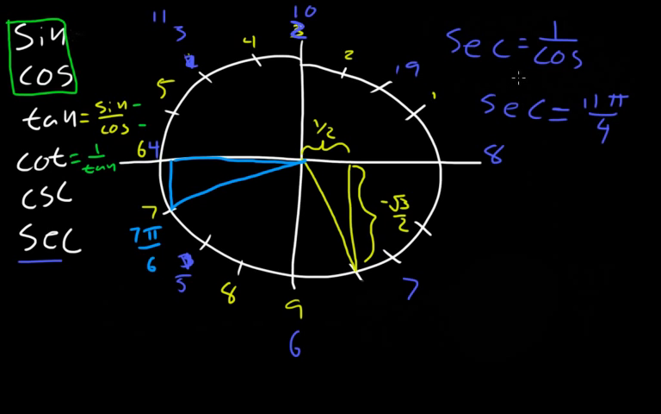So let's just check that one more time. This is going to be 1 pi over 4, 2 pi over 4, 3 pi over 4, 4 pi over 4, 5 pi over 4, 6 pi over 4, 7 pi over 4, 8 pi over 4, 9 pi over 4, 10 pi over 4, and 11 pi over 4. So 11 pi over 4 is going to be this triangle over here.